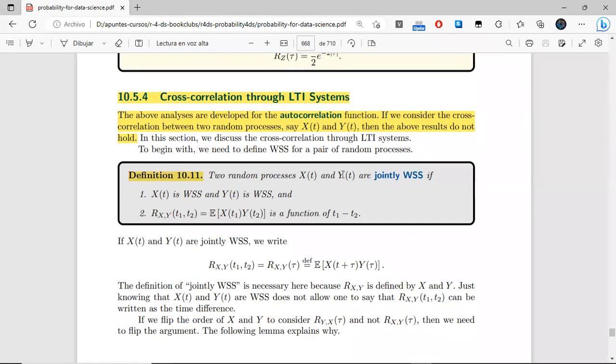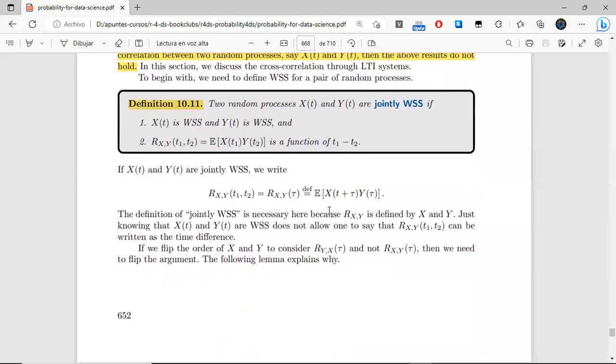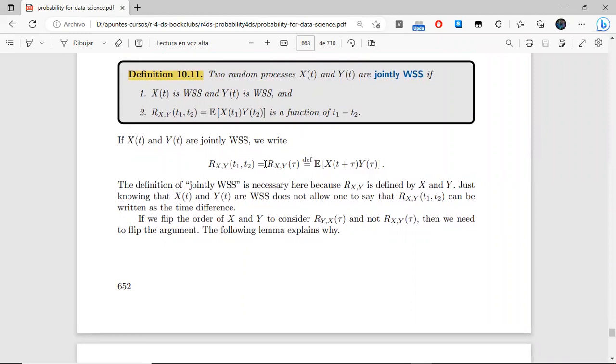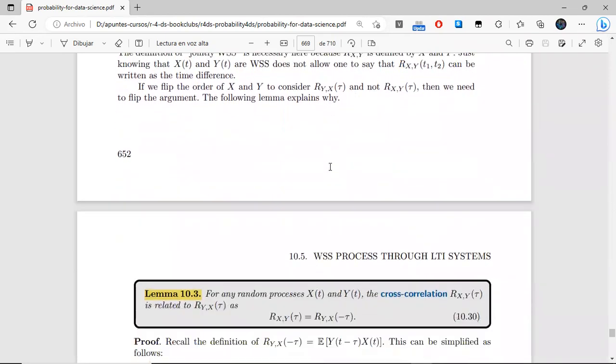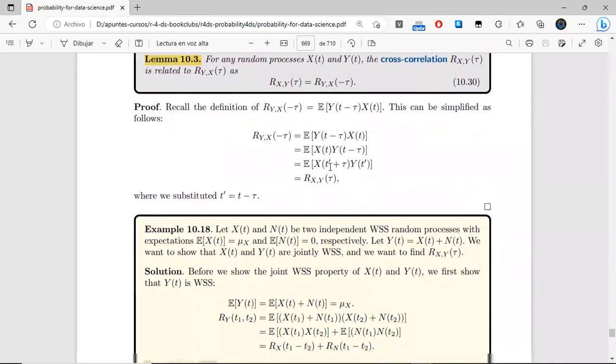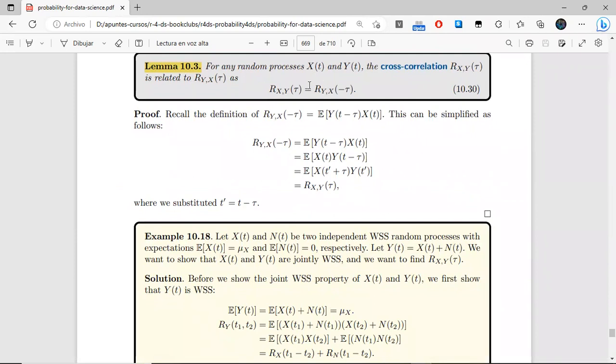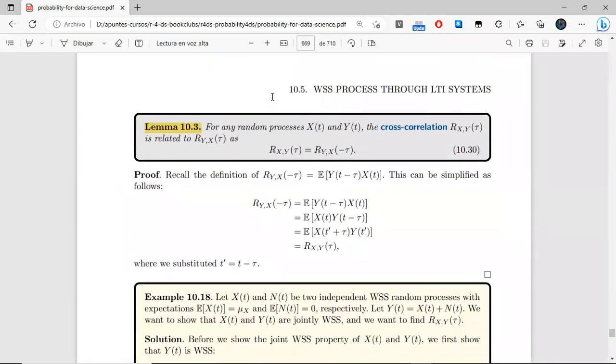Okay, so for two random processes, X(t) and W(t), we're going to say that they are jointly WSS if they are individually WSS and the cross correlation function takes on this form. It's just a function of this difference. As we did for the autocorrelation case, we don't need the two specific times, just the time interval size. Again, simply rewriting the definition for the expectation, this is a lemma for the cross correlation between two random processes that are jointly WSS.